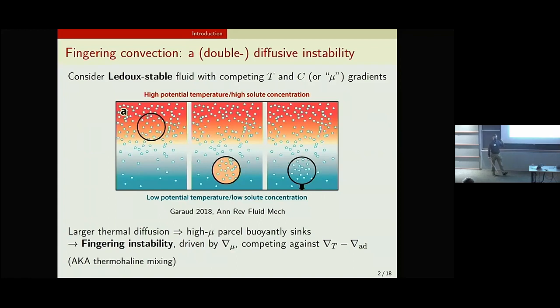I want to stress that it hinges on these diffusion coefficients being very different and having an inversion of the mean molecular weight gradient. Specifically, it's driven by that gradient. So the destabilizing mechanism is this grad mu, and it's competing against the stabilizing temperature gradient. So you have these two effects working against each other.